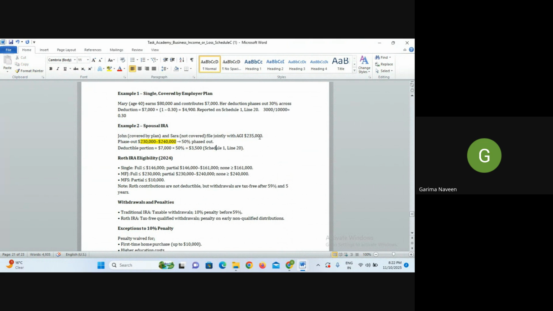And since it is 5,000 more than your 230,000, you will calculate the percentage as 5,000, which is the excess of AGI, divided by your range. The range is 10,000. So you will get 50%. 50% of phase out limit. So that means out of 7,000, 50% will start phasing out, meaning you can't deduct this portion, and the rest of the 50% you can deduct in your Form 1040.